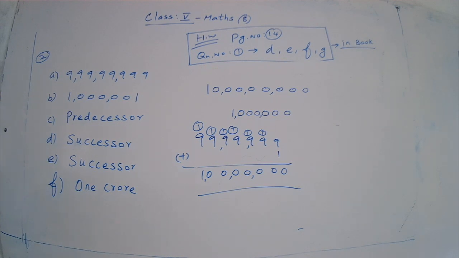So today's homework is only page number 14, question number 1, D, E, F, G. Okay? Do it in your book only. Okay, children? No need to copy in your maths homework notes. Do it in your book only. Okay? Again and again I am saying, do your homework in the book.